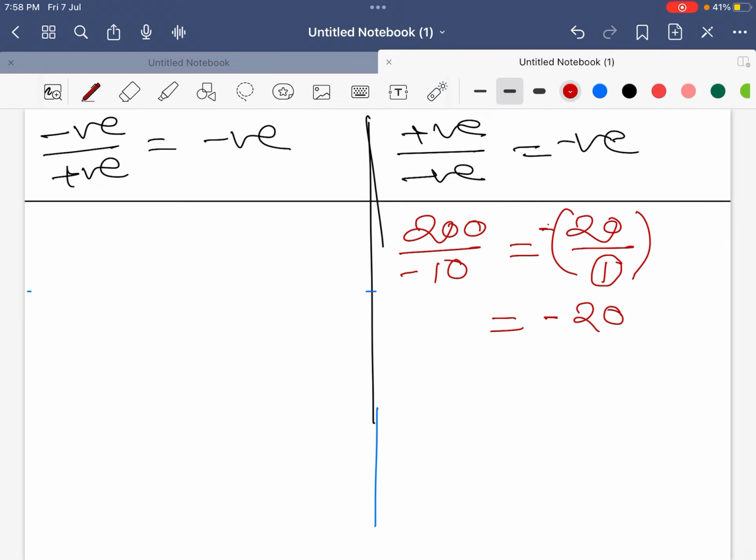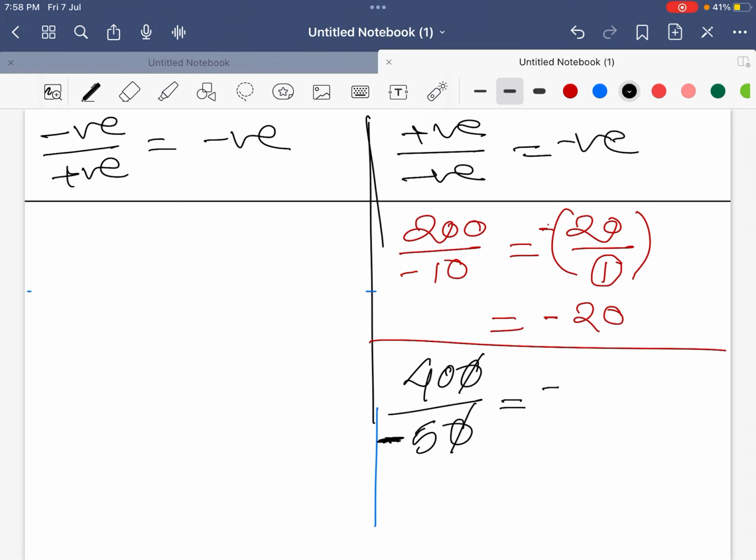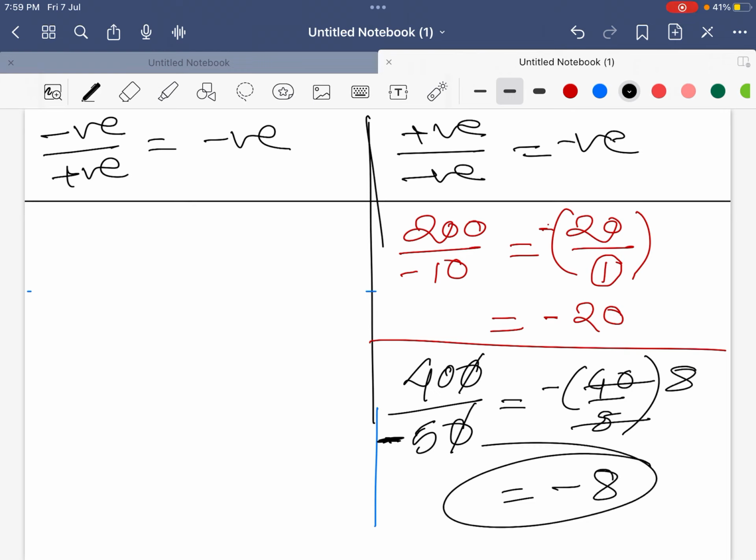Now let's move to the next example. Take another example. Suppose the question is 400 divided by minus 50. You know that the 0s will cancel with each other, and the denominator is negative, so we get minus of 40 divided by 5. We know that 5 ones are 5, 8 5s are 40, so your answer is minus 8. So likewise we have to solve this type of questions.